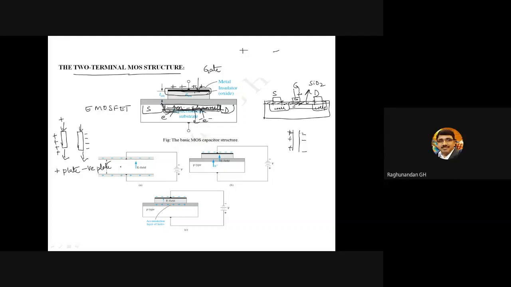Charges are induced, sir. They are inbuilt, but we are going to energize them, no? How are you going to energize them? It is by creating a field. See here, when you are going to create a field, we are explaining the concept of capacitor here.